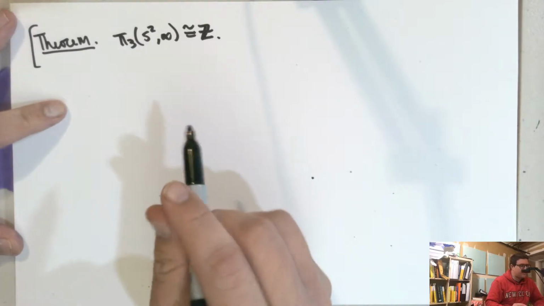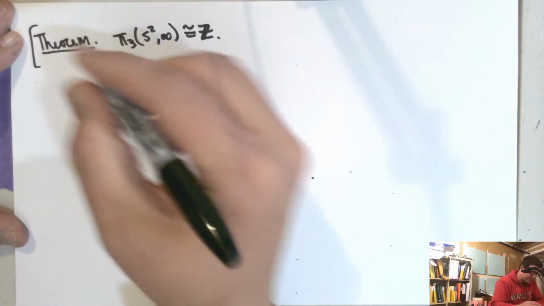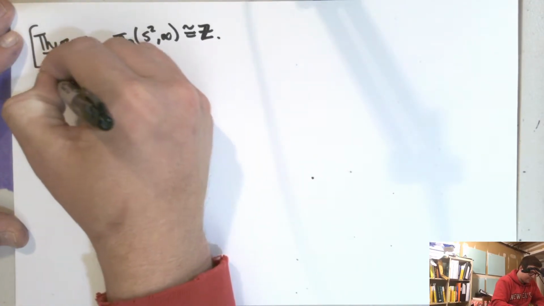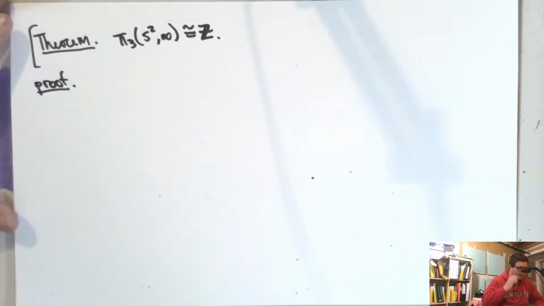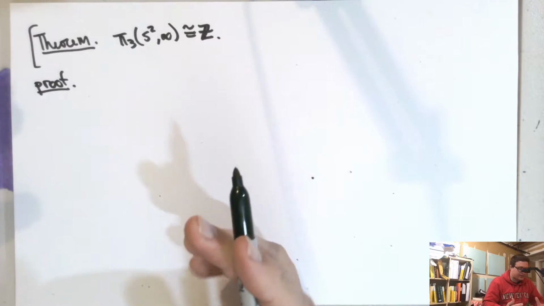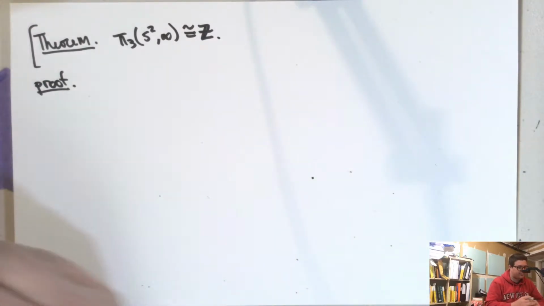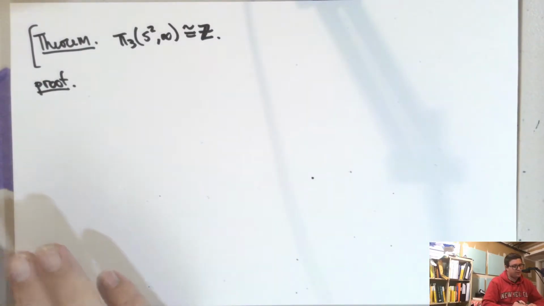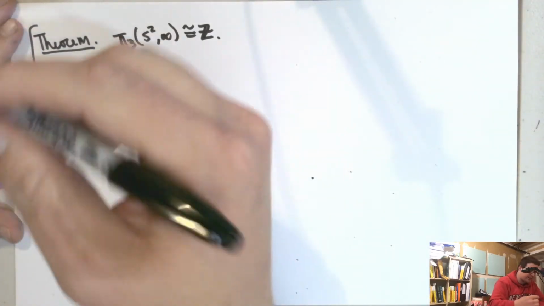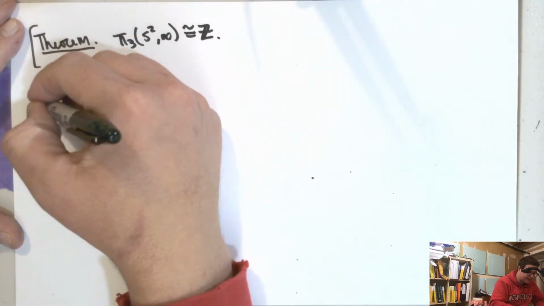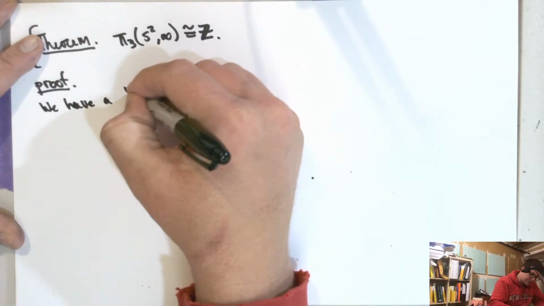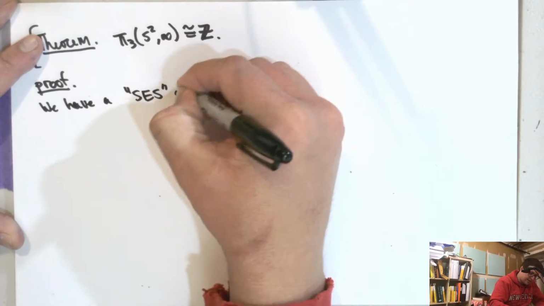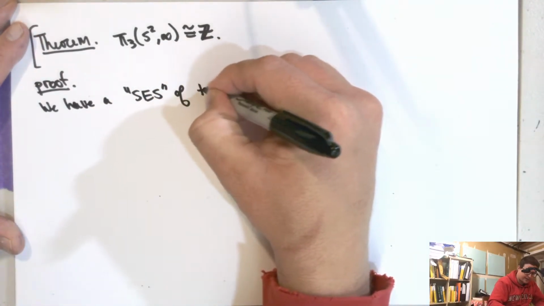So let me say what we're going to do. Let me just give the proof. Okay, so here's the proof. What we're going to use to do this is some vanishing results. Okay, so we're going to use kind of a short exact sequence. So we have a short exact sequence of topological spaces.